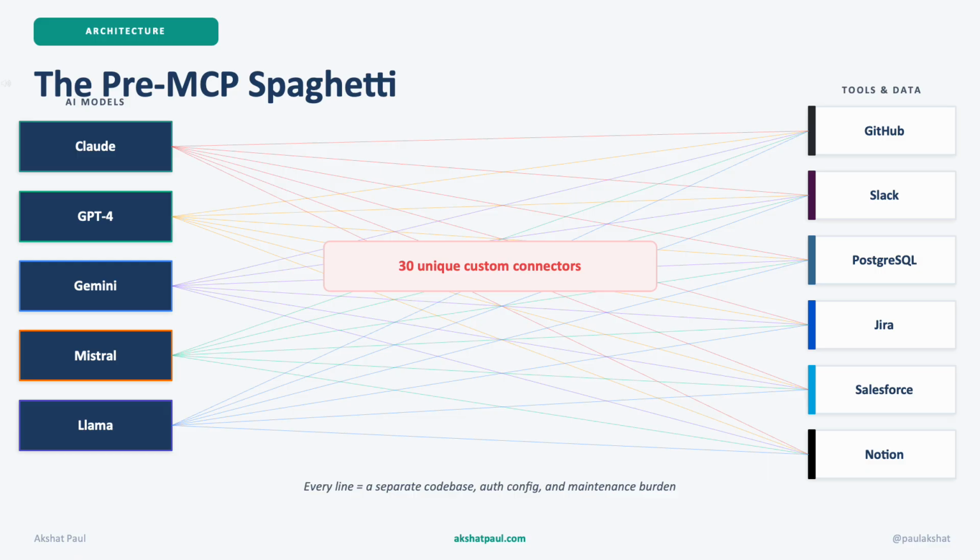When Slack changes their API, you don't fix one connector. You fix 5, one for each model. When you add a new AI model to your stack, you don't write one integration. You write 20. Every new model multiplied your tool maintenance burden. Every new tool multiplied your model maintenance burden. The engineering cost grew faster than the value. That's why teams were giving up.